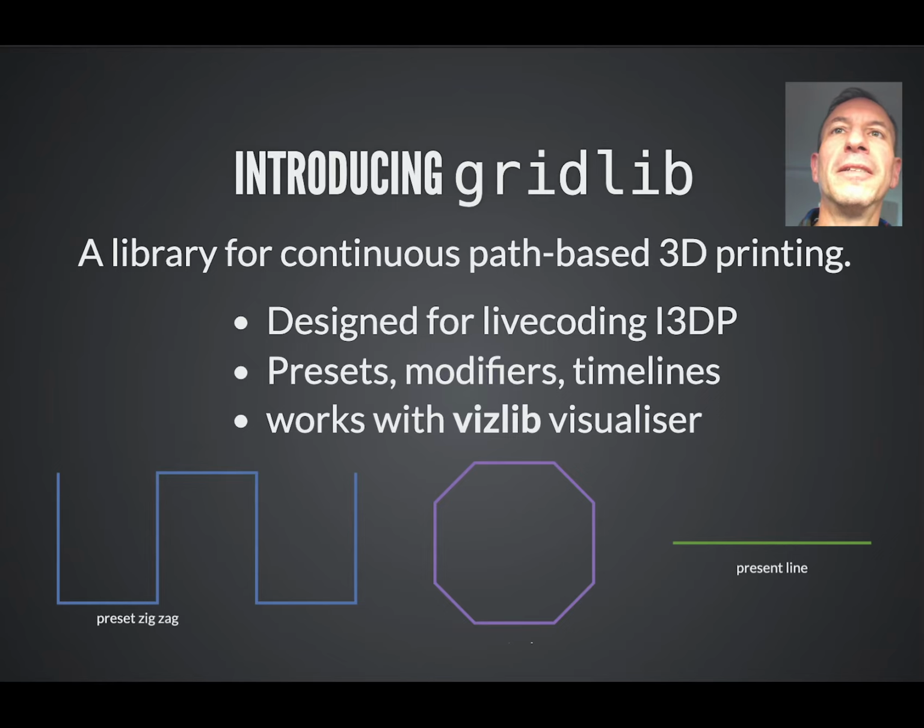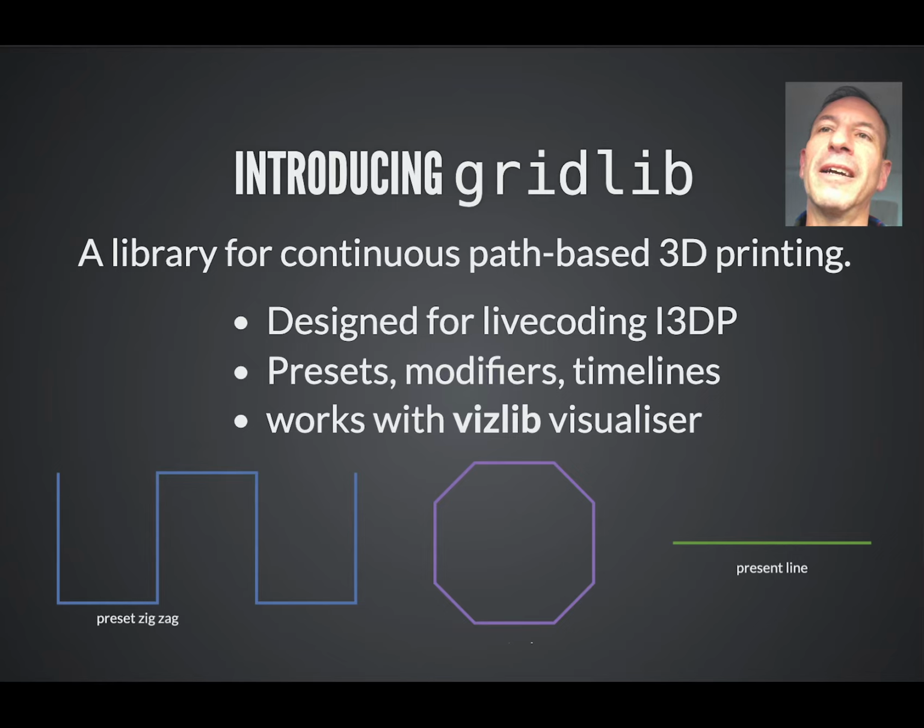The idea is that you get preset shapes that you can modify instead of having to, again, work with the cognitive load of creating new geometric shapes while you're performing. And it works with the VisLib visualizer, which is part of the live printer ecosystem, which is my system for live 3D printing. You can see here there's three different types of presets.